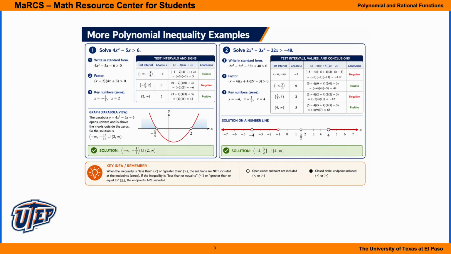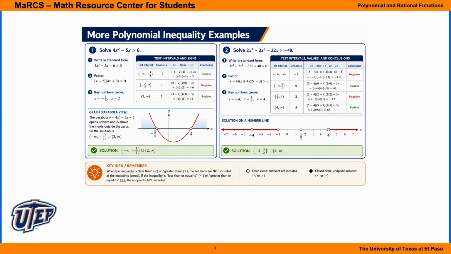So now we have some examples. 4x squared minus 5x is greater than 6. So first we rewrite in standard form. So 4x squared minus 5x minus 6 is greater than 0. So we want to find for what values will the function be greater than 0. So first we factor. 4x squared minus 5x minus 6 in factored form is x minus 2 times 4x plus 3. So we set each of those portions equal to 0. So x minus 2 equal to 0 will imply that x is equal to positive 2, and 4x plus 3 equal to 0 will imply that x is equal to negative 3 over 4.